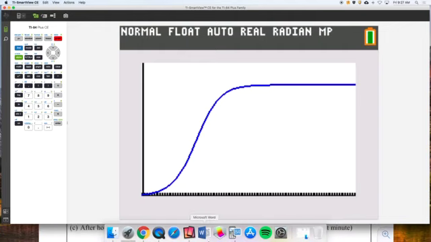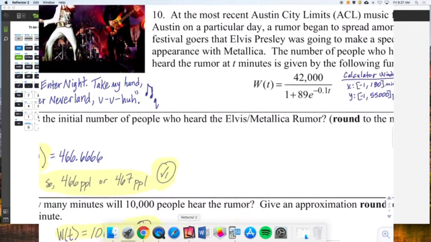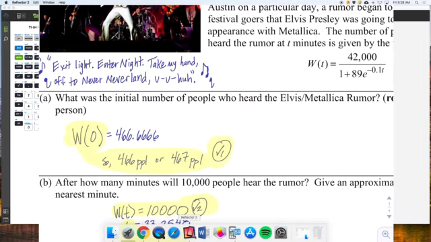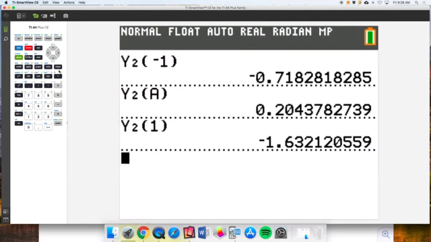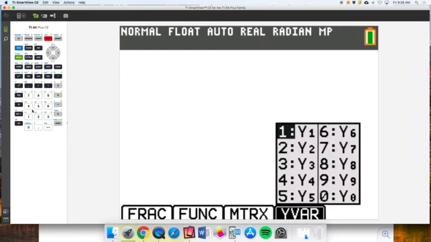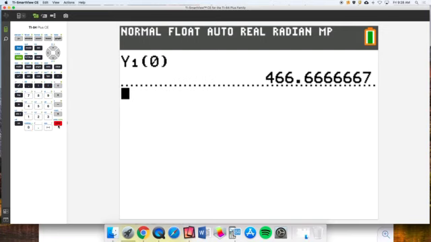So here we go. Question 1. What was the initial number of people who had heard the Elvis Metallica rumor? Round to the nearest person. Of course, you could truncate. So all you have to do is go back to your calculator. You could do it from the graph screen, but I'll do it from the home screen. Alpha trace, number 1. Open parentheses, 0, close parentheses. And you get 466.666, okay?